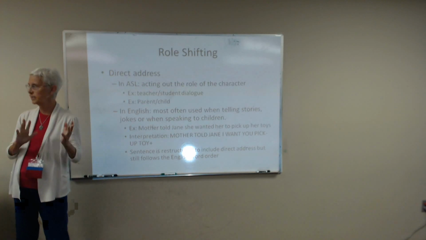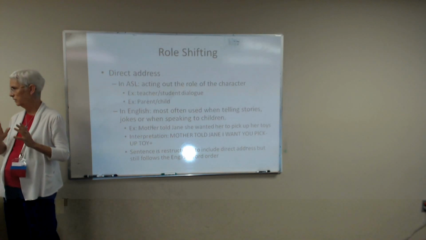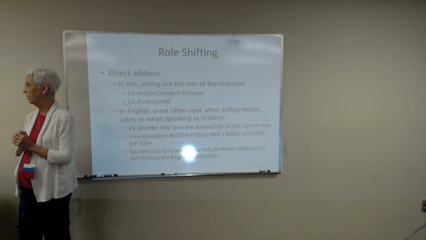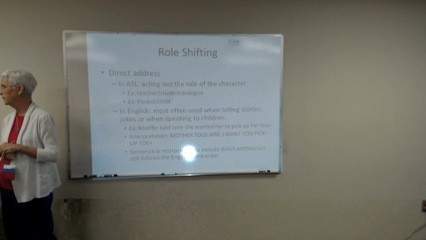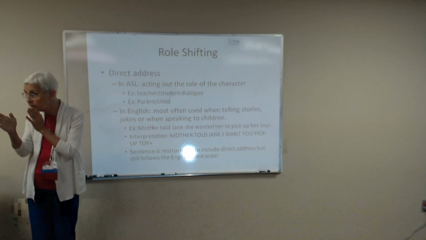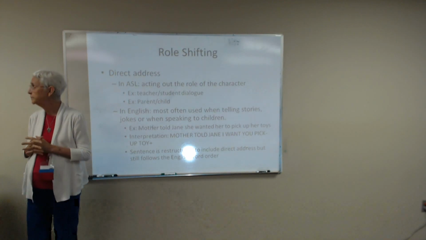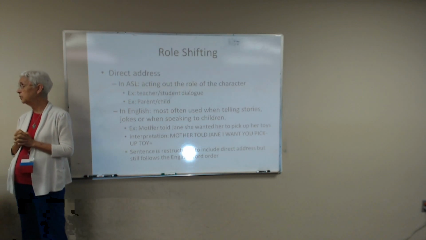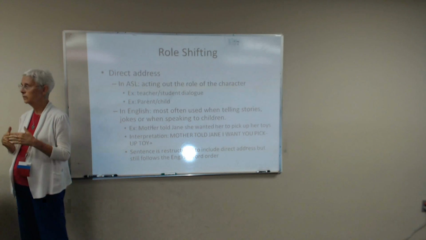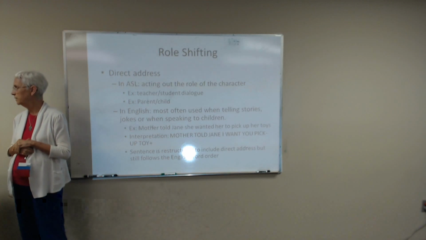In ASL, you become the character. You act out the person or thing. For example, a teacher talking to a student or a parent with a child. In English, this is called direct address. This is when you directly talk to us. You know, Susie, I want you to do da la la. In English, we use that kind of speech when telling stories or jokes. You know, and so-and-so said blah, blah, blah, and so-and-so said blah, blah, blah. Or when speaking to children.